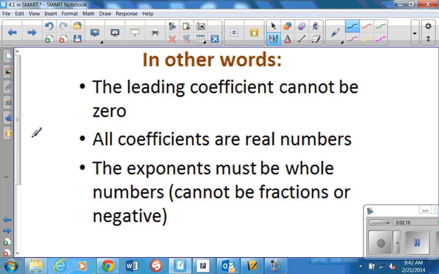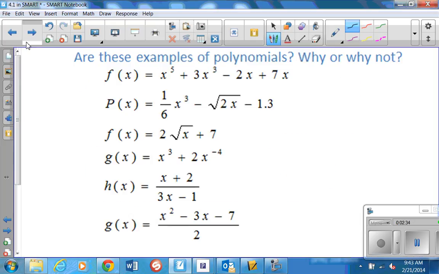Oh, here's another word. Okay, I have a slide for it. The leading coefficient cannot be 0. All coefficients have to be real numbers. In other words, you can't have imaginary. And exponents must be whole numbers, can't be fractions or negative. Okay, I just said all that.